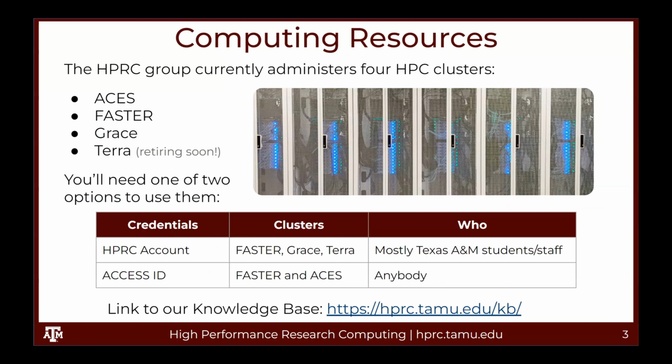In order to access these clusters, you would need one of two options. One option is an HPRC account, which is available for Texas A&M students and staff. You can use it to access 3 of our clusters: FASTER, Grace, and Terra. The second option is an access ID, which can give you access to ACES and FASTER, and is available for any external user. So basically, any user can apply for an access ID. If you want to check for more information, you can simply go to our knowledge base.